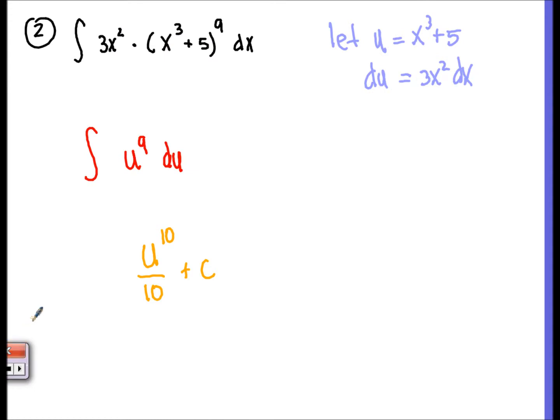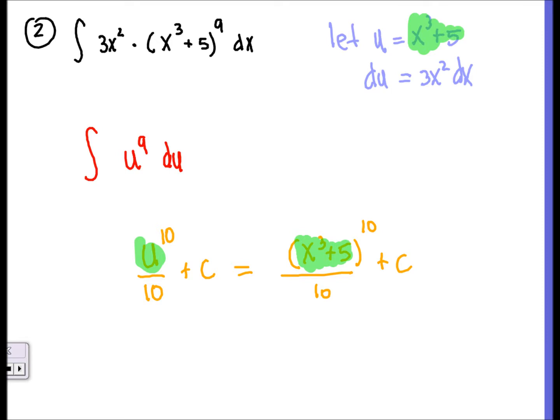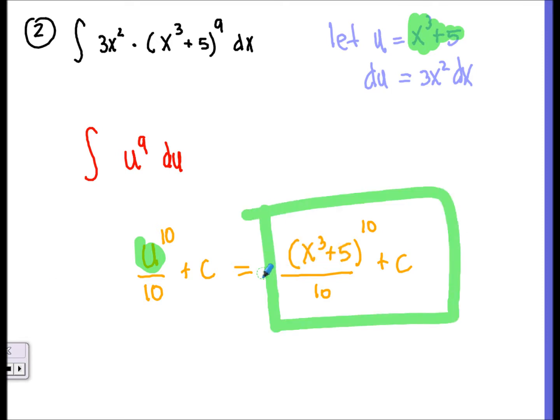And then the integral, u to the 10th, divide by 10. I added 1 to the exponent, and then I divided. And then lastly, I'm going to back substitute. I know what u equals, and I'm going to swap it out for x to the third plus 5. And I get my final answer, x to the third plus 5 raised to the 10th, divided by 10 plus c.